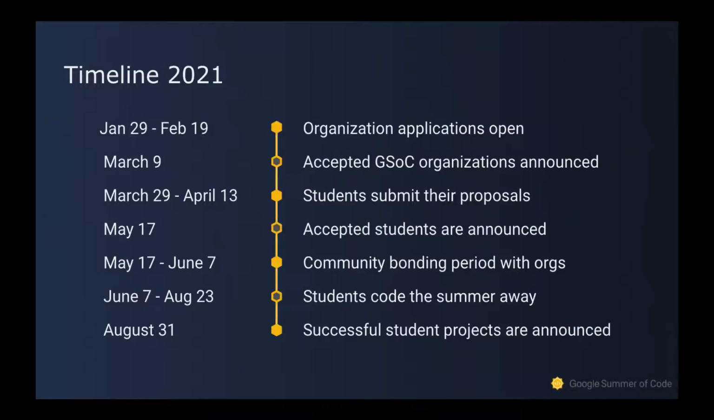the accepted students are announced by the organizations, and then the community bonding period starts. That's the beginning of GSoC, your task, and then you can do the coding, the main thing. And after that, on the 31st of August, the successful projects are announced. So that's how the timeline is planned. So as you can see, try to take action as soon as possible.